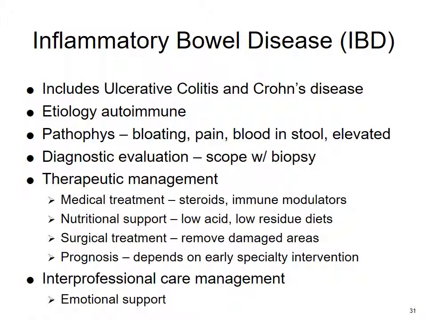Inflammatory bowel disease, not to be confused with irritable bowel syndrome, IBS. Inflammatory bowel disease is more severe. It includes ulcerative colitis and Crohn's disease. These are autoimmune disorders, and the pathophysiology looks like bloating, pain, blood in the stool, and elevated white blood cell count. So remember, bloating, pain, and blood in the stool can also be a symptom of celiac disease. Not the elevated white blood cell count, though. However, all of these are going to be diagnosed by a scope with biopsy.